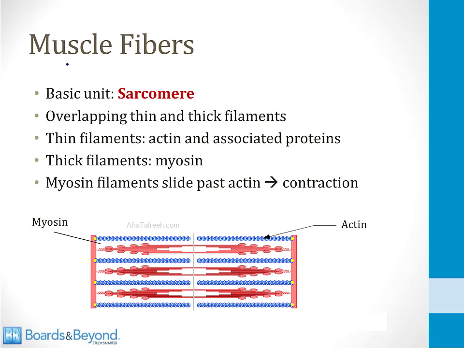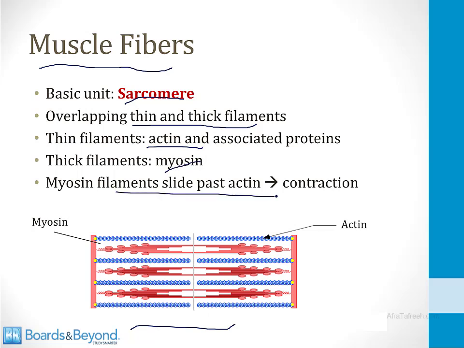Another place where you find actin filaments is in muscle fibers. The basic unit of our skeletal muscle is the sarcomere. This is a depiction of a sarcomere shown on the screen here. Sarcomeres are made up of overlapping thin and thick filaments. The thin filaments are actin and associated proteins, and the thick filaments are myosin. And the way our muscles contract is that myosin filaments slide past the actin, and that leads to contraction.